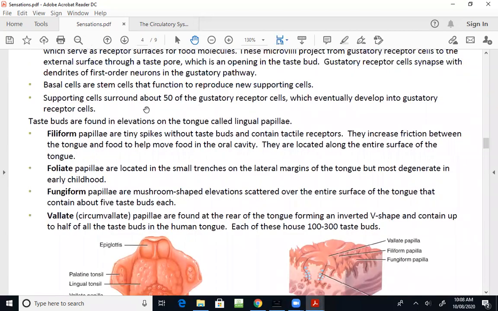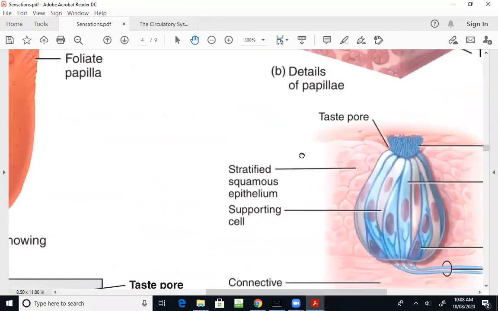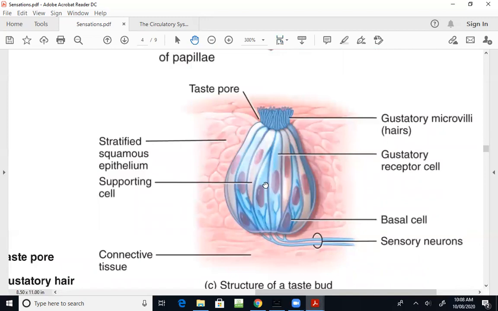These are not. Basal cells are also found in our taste buds, stem cells that function to produce new supporting cells, which are the last cells. Supporting cells surround about 50 of the gustatory receptor cells. And these guys actually develop into these guys. So it's kind of cool. Basal cells develop into supporting cells. Supporting cells then develop into the receptor cells.